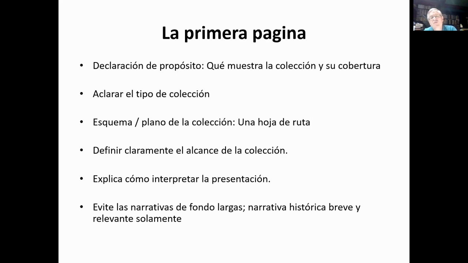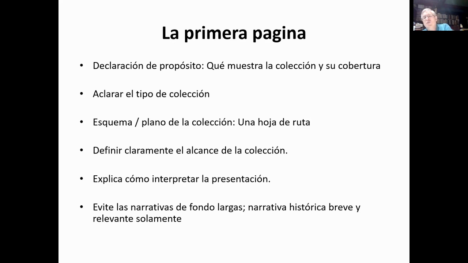You want to clearly define the scope of the exhibit. You also want to explain how to interpret the presentation. How is the exhibit arranged? When you show a stamp issue, are you planning to start with archival material where it exists? Or are you avoiding archival material because you don't have any? If you don't have any, you need to come up with a clear justification of why that is not being included.